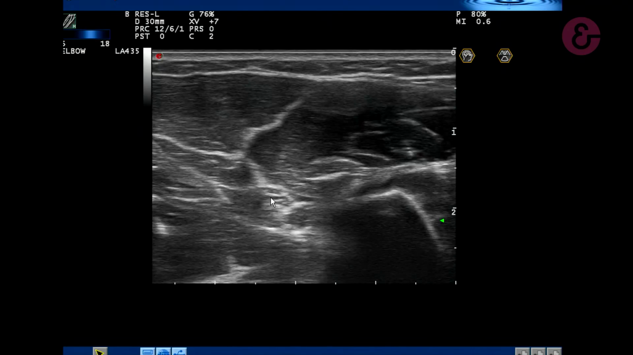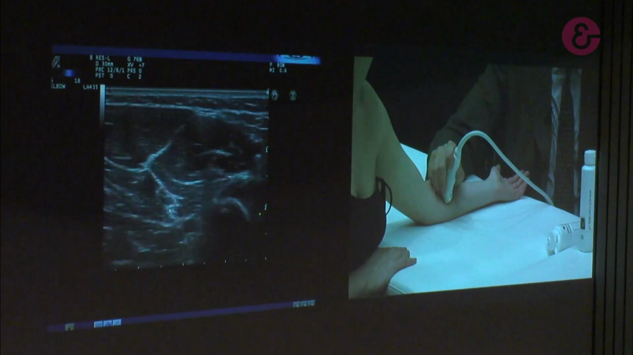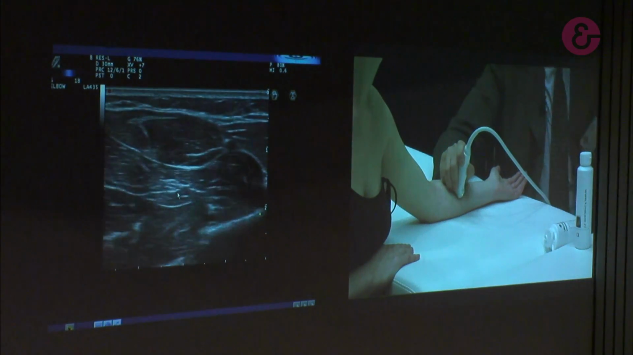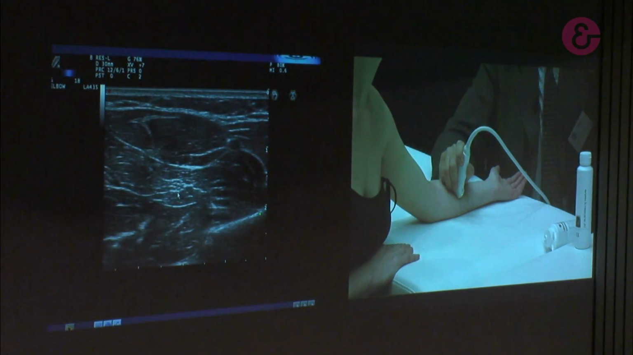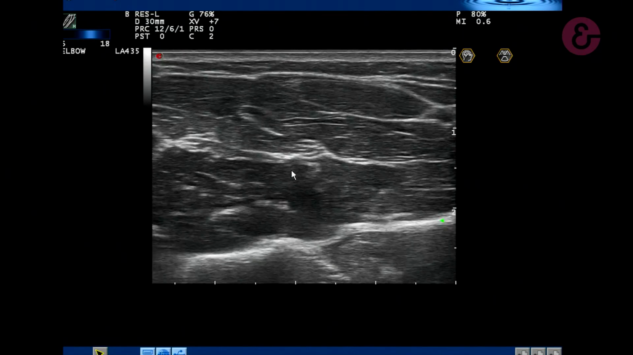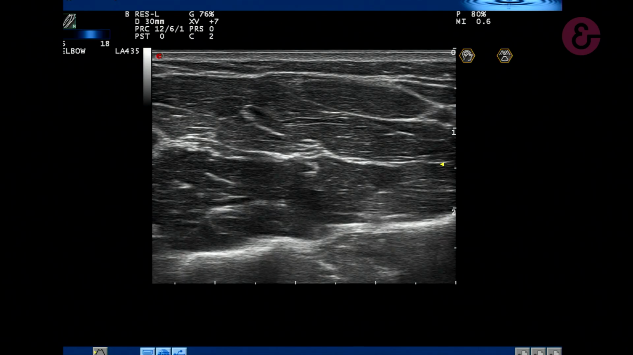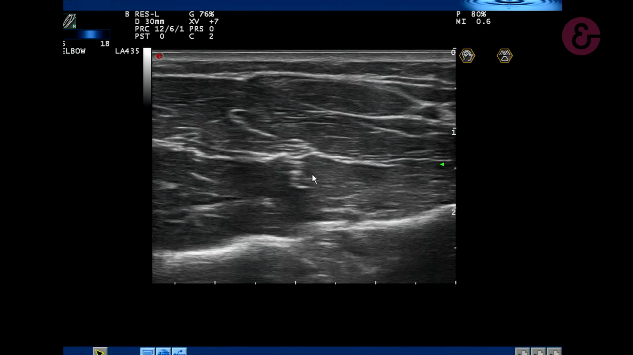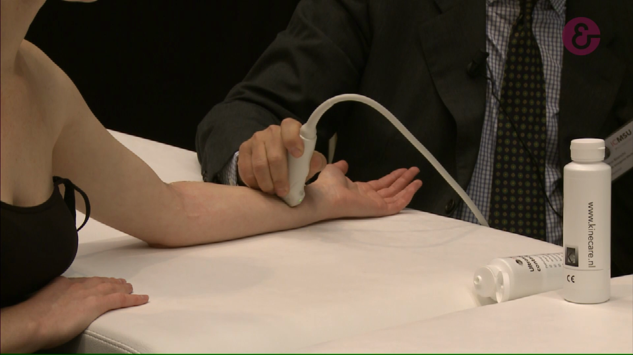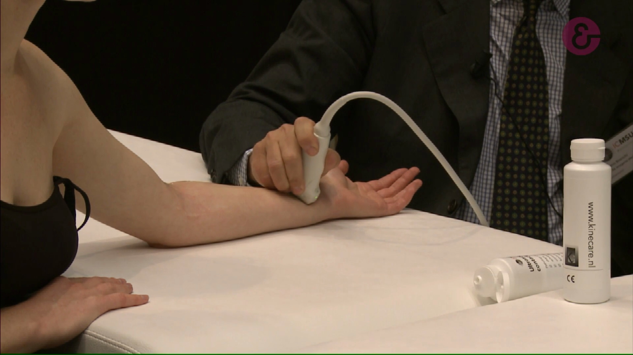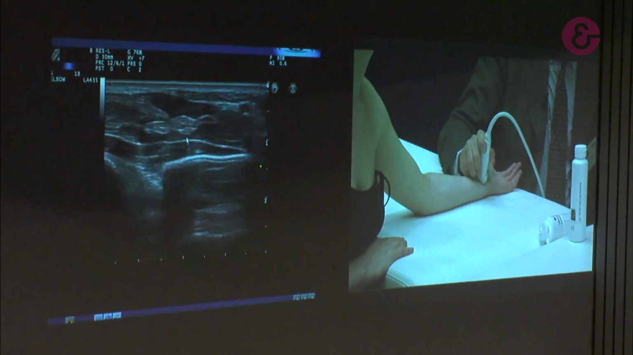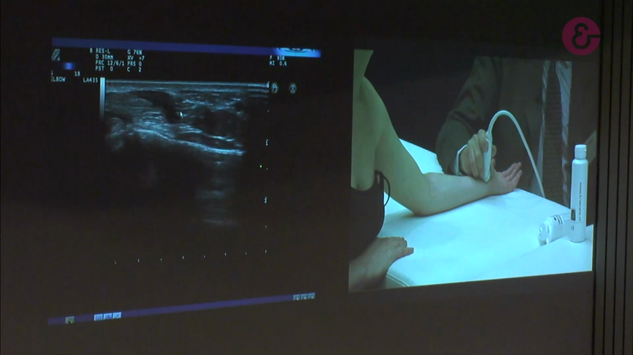So you can follow this nerve, which is located in the middle. Median means, in Latin, in the middle of the forearm. It is located in between the flexor digitorum superficialis and profundus. This is the flexor digitorum superficialis, this is the profundus, and this is the nerve. When you move a little bit distally, you can follow the nerve, always running in between the 2 muscles to the level of the carpal tunnel, which is very well known by everybody.